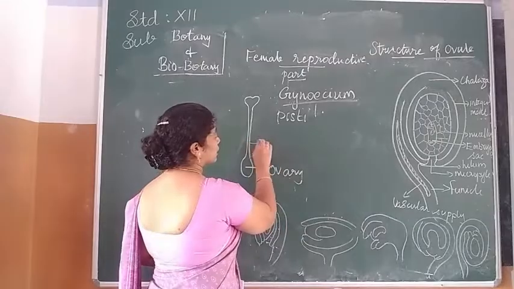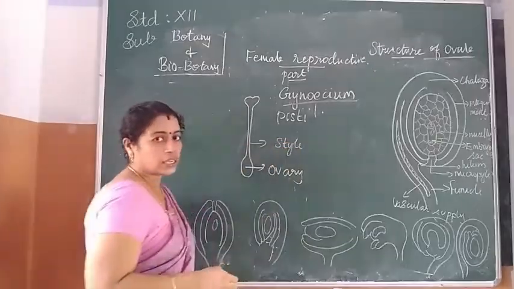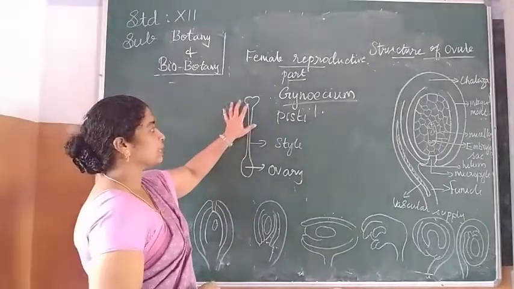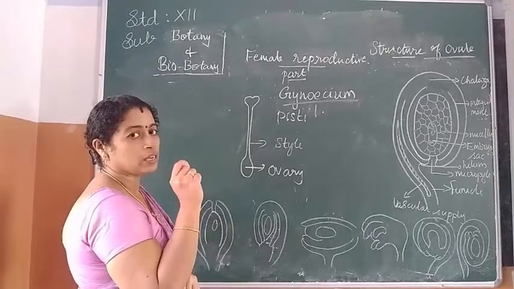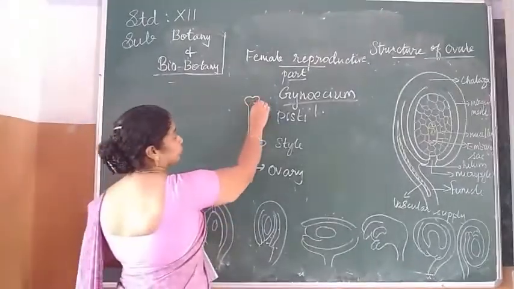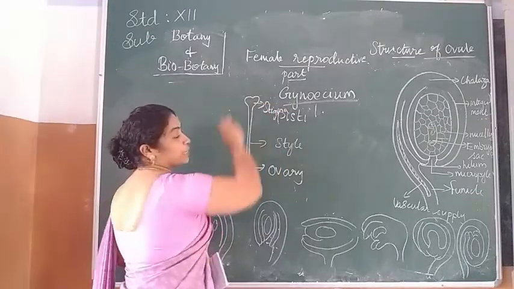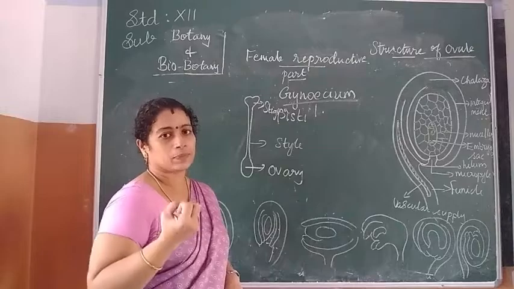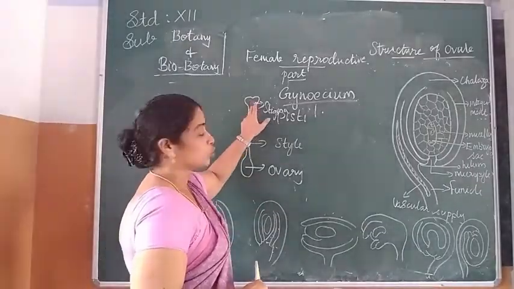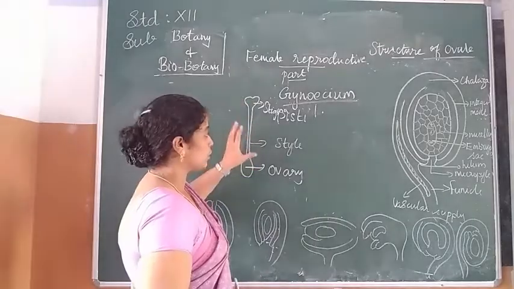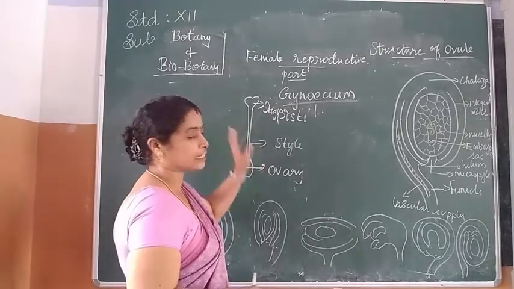The second part is the style. It is the long, central structure, and it is known as the style. Then the final part is the stigma. It is the thick portion of the pistil. Stigma is the region where the pollen grains will be accepted by the gynoecium. So this is a brief note on the gynoecium, the female part: ovary, style and stigma.